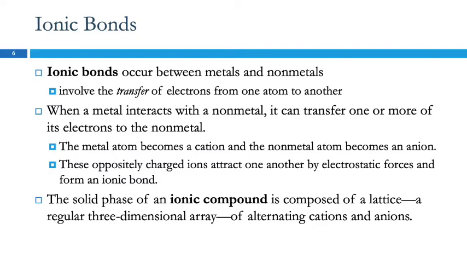The metal becomes a cation, the non-metal becomes an anion, and now they're oppositely charged, and they're very attracted to each other, like magnets. And so an ionic compound is like a bunch of magnets sticking together. In the solid phase of an ionic compound, we will observe a lattice. That's a regular three-dimensional array of alternating cations and anions. There's a definite order to how those ions are arranged.